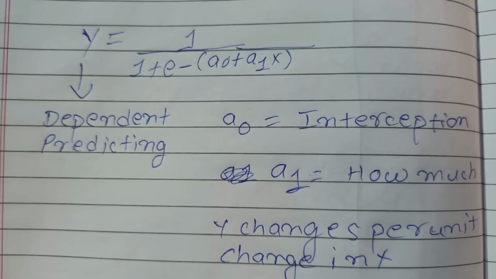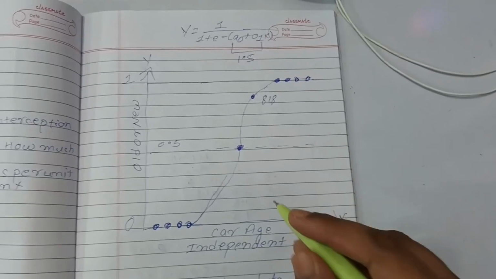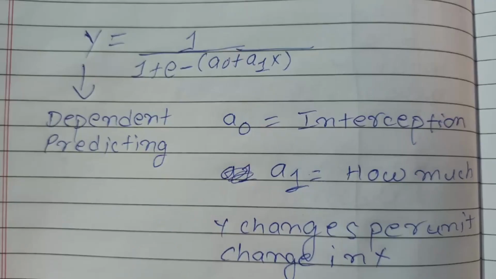This is the equation of logistic regression. Y is equal to 1 divided by 1 plus e to the power minus (a0 plus a1 x), where y is the dependent variable and a0 is the intercept, which means the value of y if the value of x is equal to 0, and we show the intercept in a graph like this. And a1 means how much y changes per unit change in x. If we decrement x, how much y changes. If we increment x, how much y changes per unit change in it. Also y is the dependent variable on which we do prediction, and x is the independent variable.